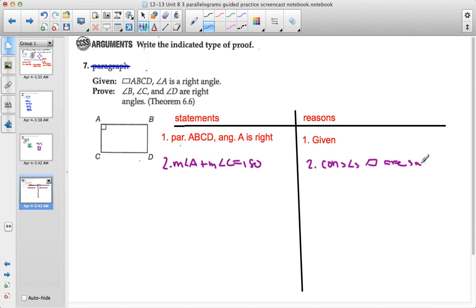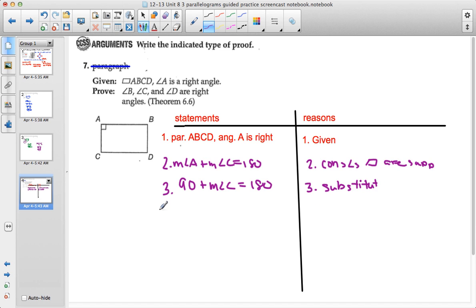So that says consecutive angles in a parallelogram are supplementary. That is the abbreviated version, sorry, it's a little hard to read. So I know that those equal 180, and I know that the measure of A is 90. So I can say, because it's right, 90 plus the measure of angle C equals 180. So what did I do? I substituted 90 in for A. So that is substitution.